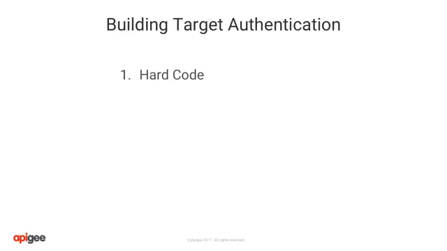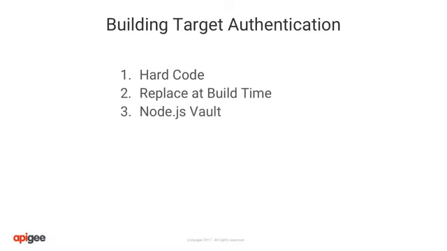We could achieve this by hardcoding the credentials in the proxy code, replace the values at build time using scripts, configuring them in Vault and accessing them via Node.js, and configuring them in encrypted key value maps.